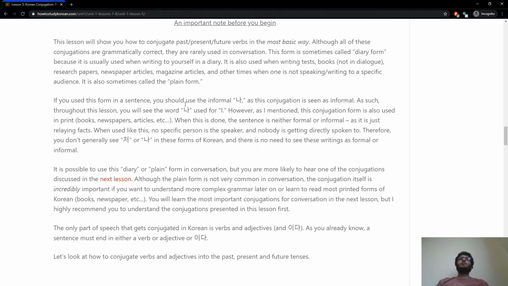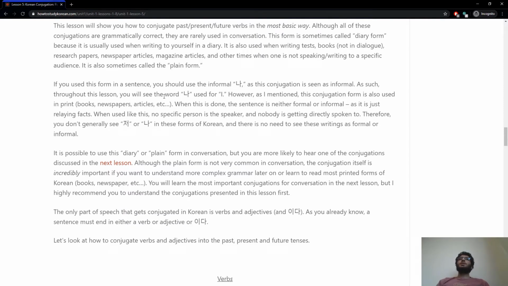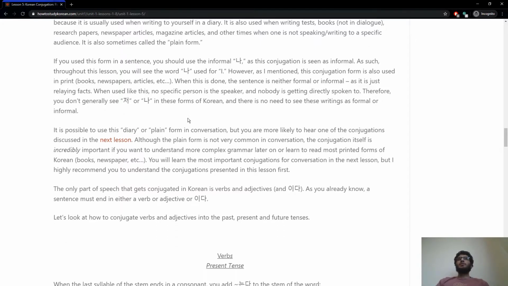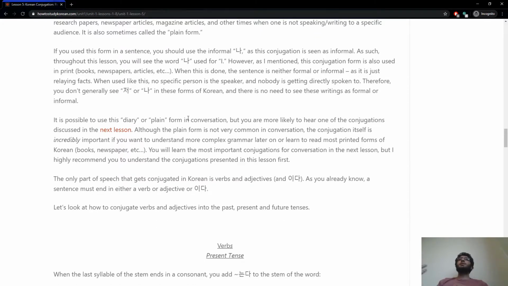If you use this form in a sentence, you should use the informal 나, as this conjugation is seen as informal. As such, throughout this lesson, you will see 나 used for I. However, as I mentioned, this conjugation form is also used in print, like books, newspaper articles, etc. When this is done, the sentence is neither formal nor informal, as it's just relaying facts. When used like this, no specific person is the speaker, and nobody is getting directly spoken to. Therefore, you don't generally see 저 or 나 in these forms of Korean, and there is no need to see these writings as formal or informal.